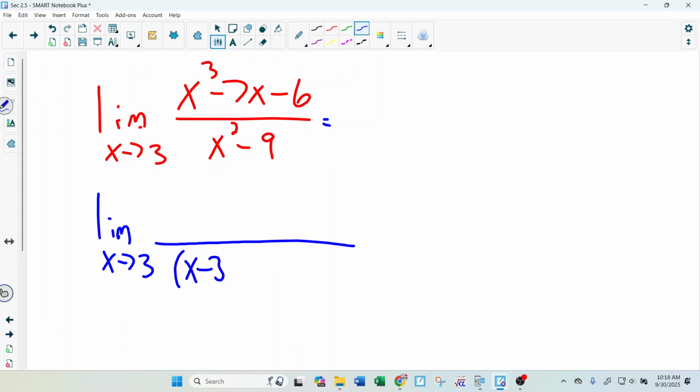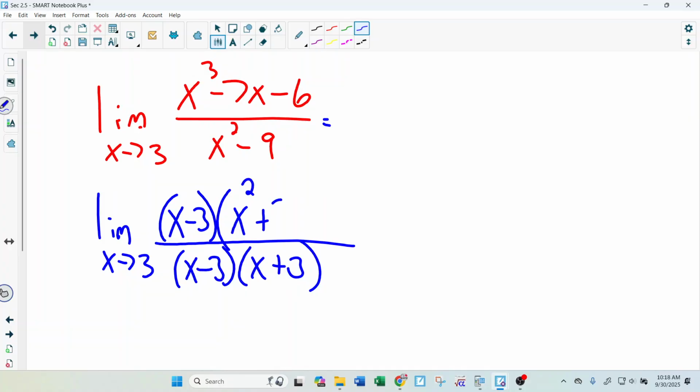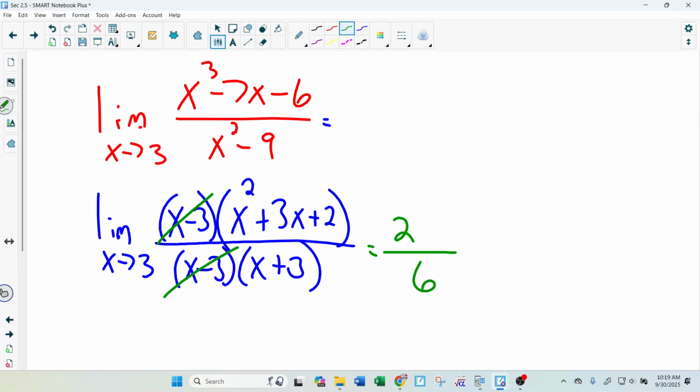This is x minus 3, x plus 3, x minus 3, x squared plus 3x plus 2. So as we approach 3, that goes away. We get 9, plus 9, plus 2, plus 20, which is 10/3.